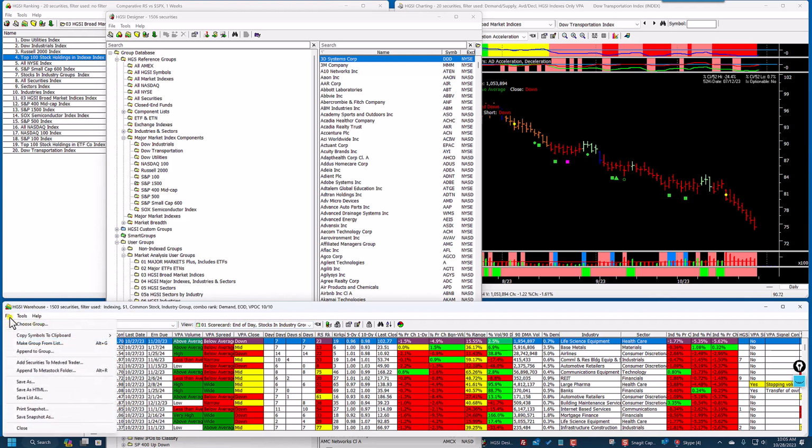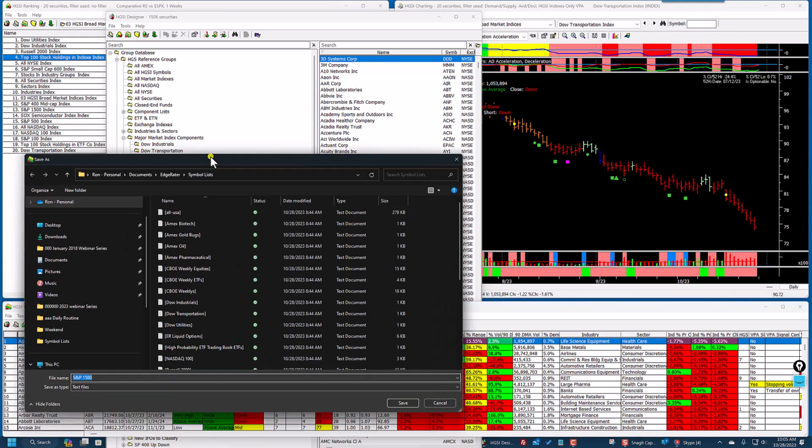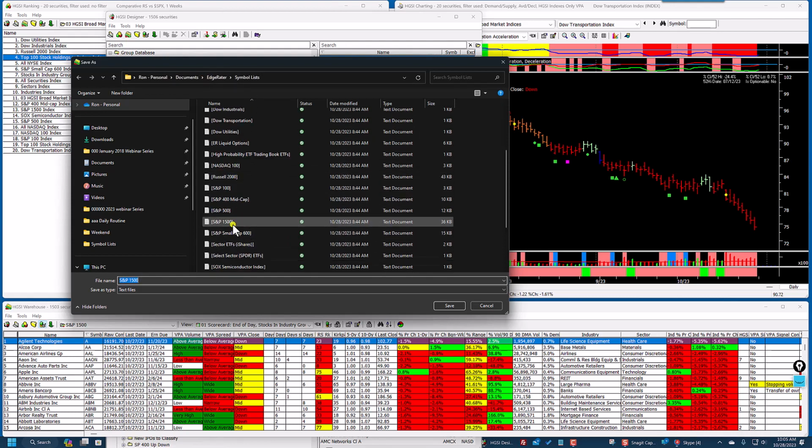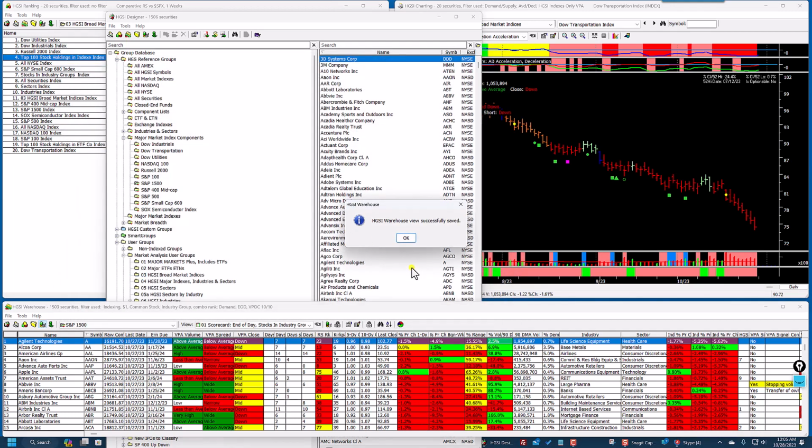And then what you have to do is just go to Save As, and in the EdgeRater, wherever your EdgeRater documents are, symbol lists, just locate the S&P 1500 and overwrite it. It's a text document, just overwrite it. And then you have to go into EdgeRater and update that list and rebuild it, and then you'll get the information that you want every day as far as percent B and so on.